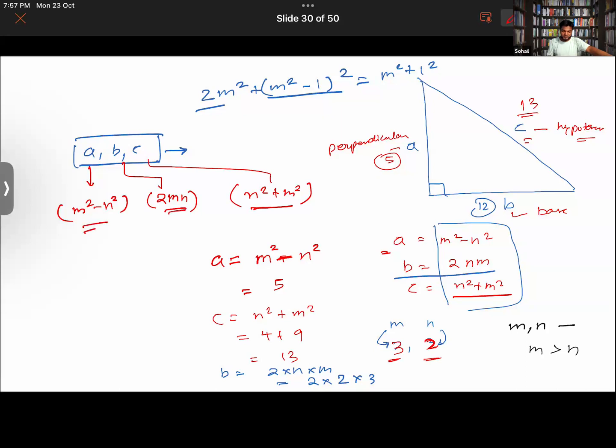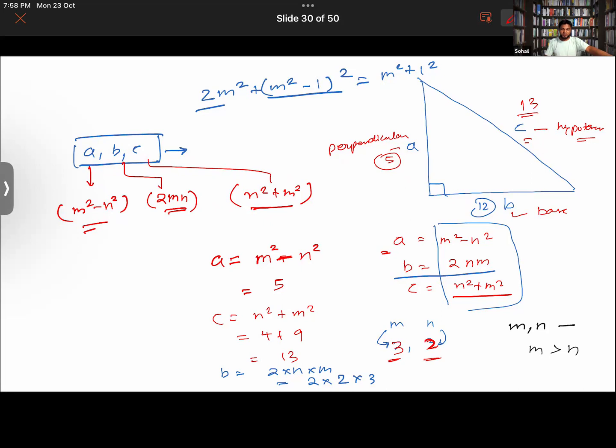Nothing too complex about it. I just showed you guys how we can find a Pythagorean triplet using this formula. But always remember, A here is the perpendicular, B here is 2mn, and C here is the hypotenuse.